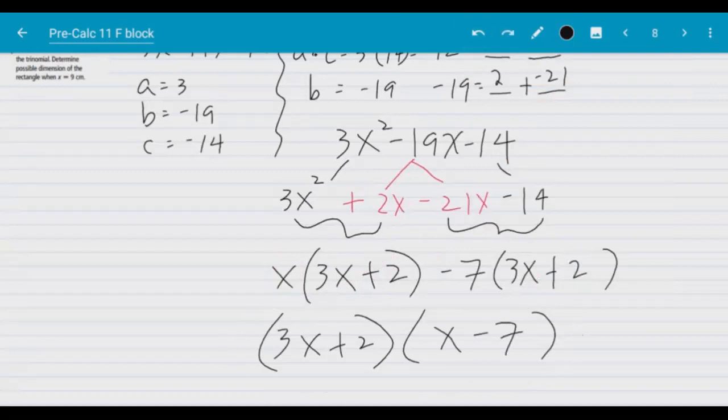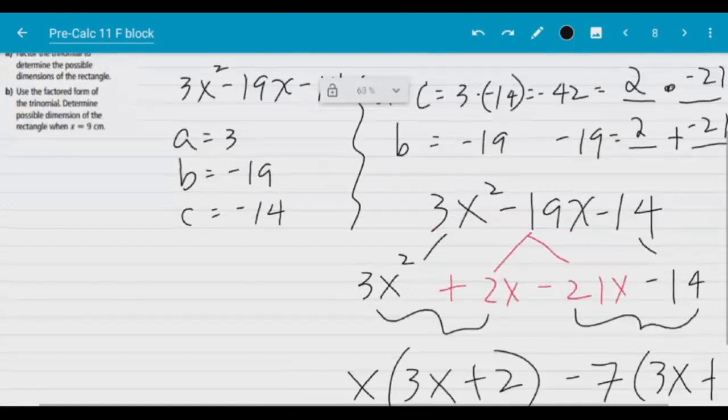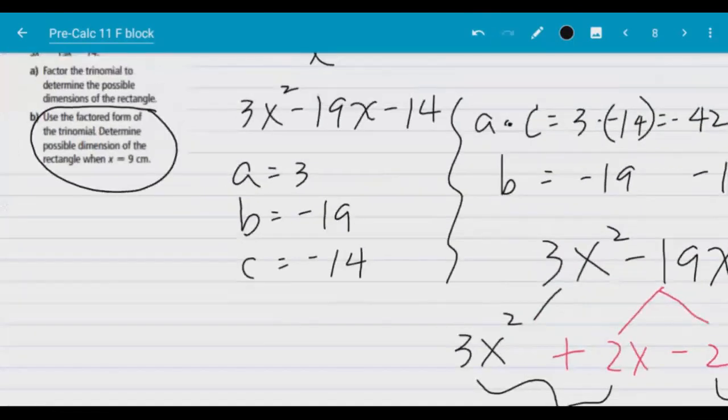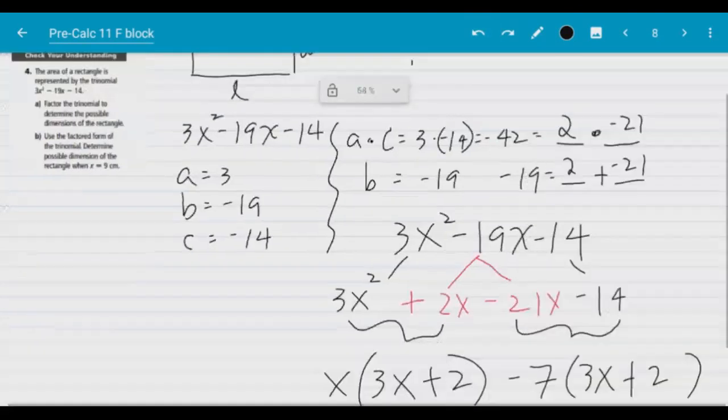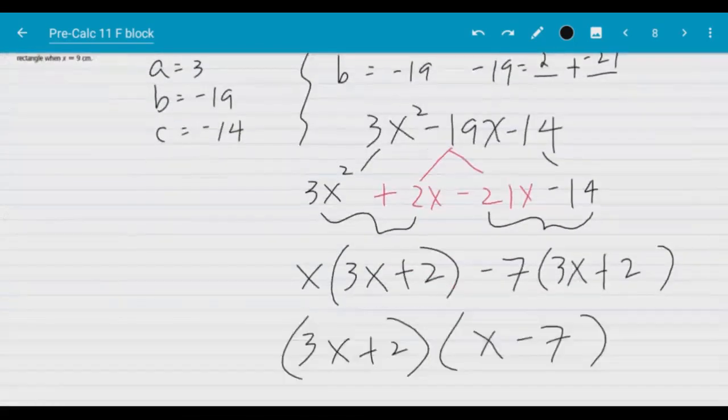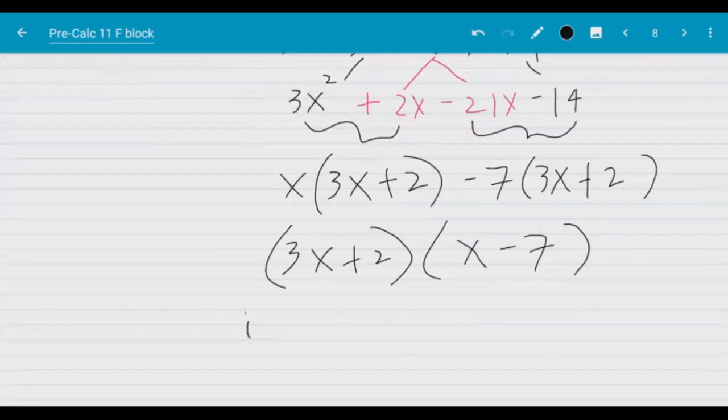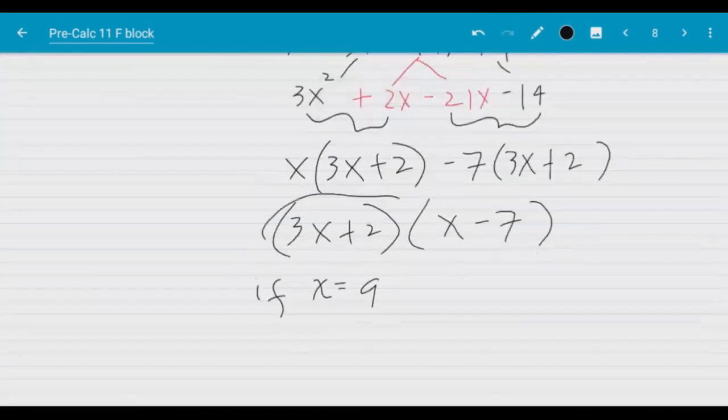All right? Now, what does letter B ask us to do? It says, using this factored form right here, determine possible dimensions of the rectangle if x is equal to 9. All right, so we are given a value for x equals 9. So what are we going to do? If x is equal to 9, we are going to plug that value into each of these two binomials. And we are going to think about, okay, which one could possibly be the length and which one could possibly be the width. So I think common sense tells us that whichever comes out to be a bigger number would represent the length, and the smaller number is the width.